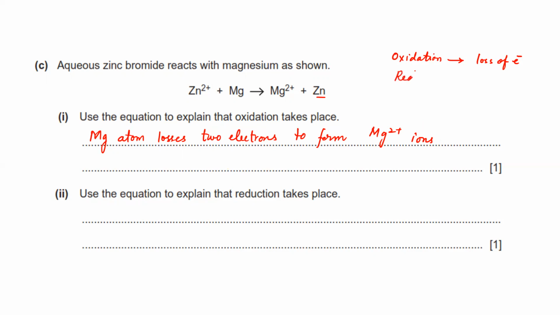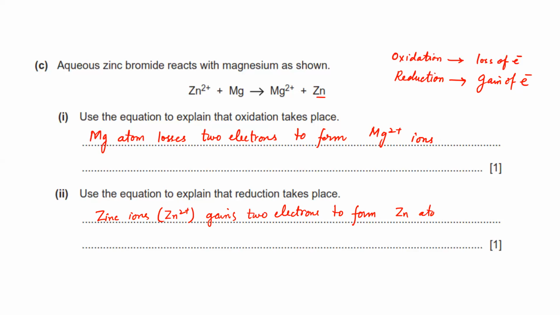So reduction is gain of electrons. So the reduction again, gain of electrons. So again, if magnesium atom is losing, so you can say zinc ions Zn 2 plus gain 2 electrons to form zinc atom, or to just simply form Zn. So this is how this goes.